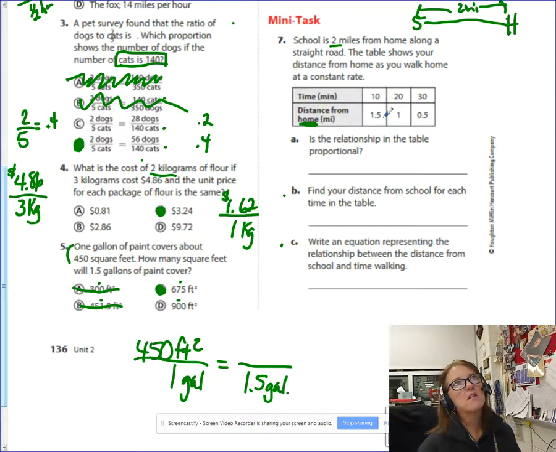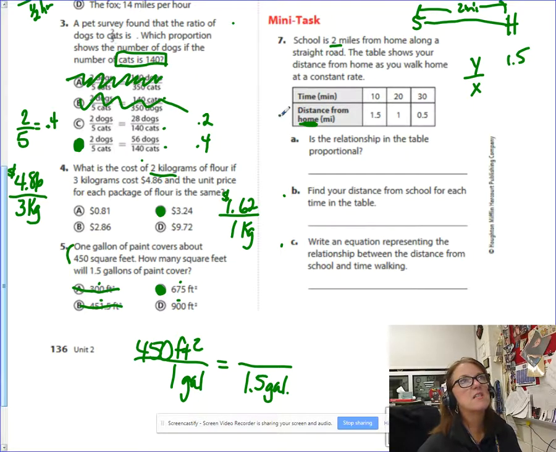So at 10 minutes, I'm 1.5 miles from home. At 20 minutes, I'm 1 mile from home. At 30 minutes, I'm a half a mile from home. Here's the information. Is this relationship proportional? What it's asking you is, when you make each of these ratios, y over x, y over x, y over x, do you get the same number each time? Build each of these fractions for me, will you?